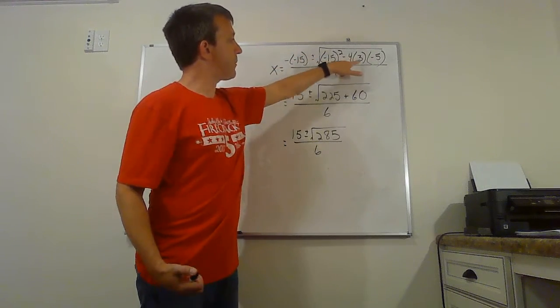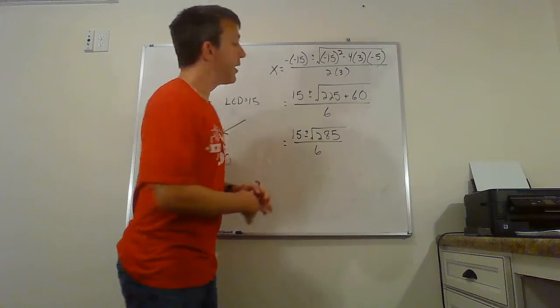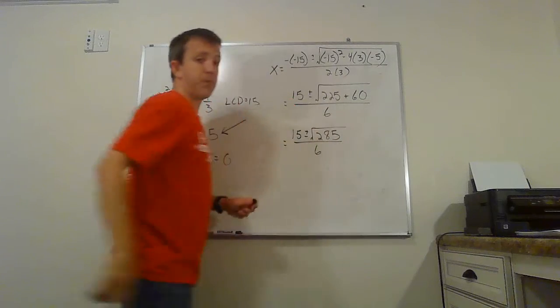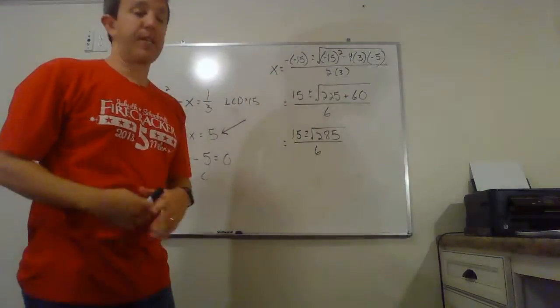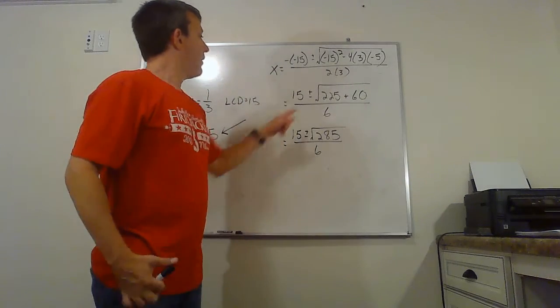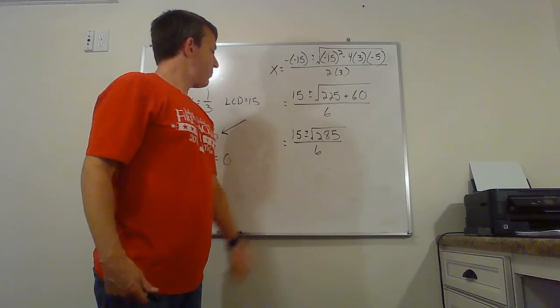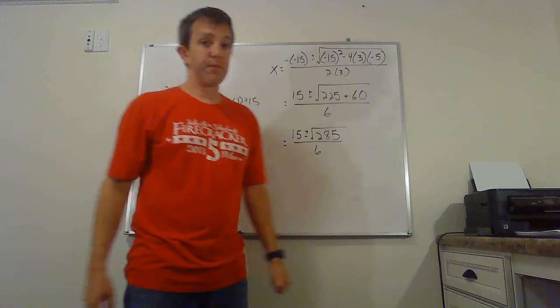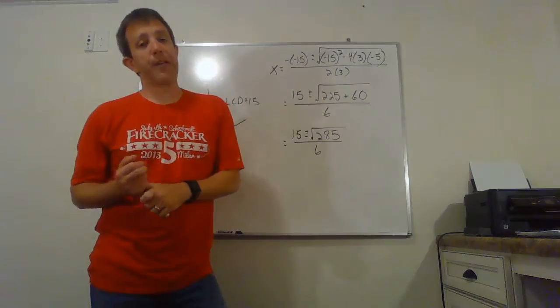Now here, 4 times 3 is 12 times 5 is 60, but because we have both a minus sign and a negative, it turns it into a plus 60, right? Those two negatives cancel each other out, make it positive. 225 and 60 makes 285, and so now we're here. 15 plus or minus the square root of 285 over 6, which is kind of grotesque.